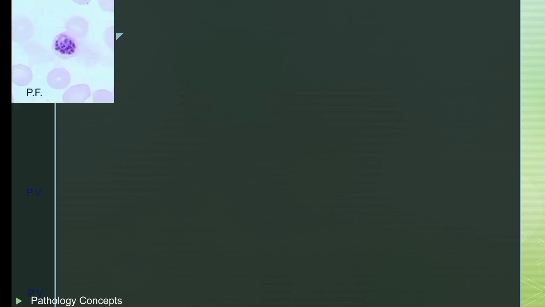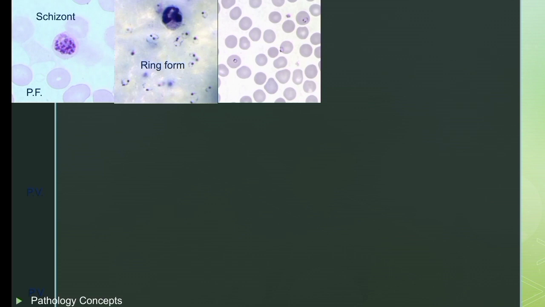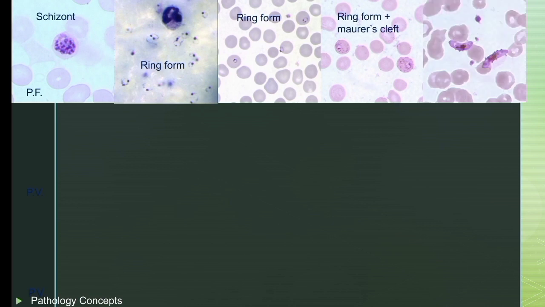Let's see different forms of the parasite. First, we see Plasmodium falciparum. This is the schizont form. Next is a ring form. This is the ring form on the thin smear. This is a ring form with Maurer's clefts. And this is the gametocyte.